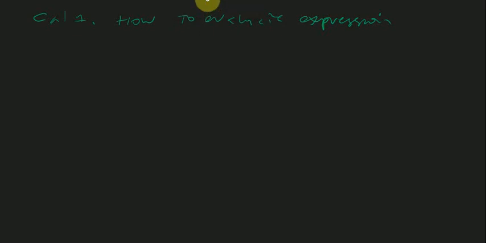So, how to evaluate an expression. What is the expression you are given? Let's say f of x equals 2x squared minus 5x plus 1, and it also says h is not equal to 0. Now it says evaluate the expression: f of a plus h minus f of a, all over h.